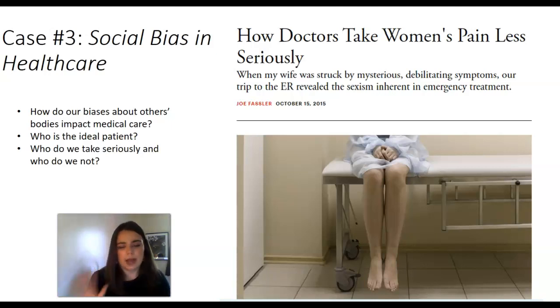Okay, so I have these questions written here on the right to sort of prompt our discussion on this, which is, how do our biases about others' bodies impact our medical care? Who do we think deserves treatment? Who do we think is most vulnerable? Who do we think is most capable of carrying pain? All of these questions, whether doctors are conscious of it or not, are kind of rooted in how they deliver care to their patients. Who is the ideal patient, right?